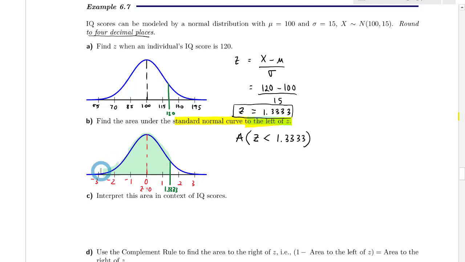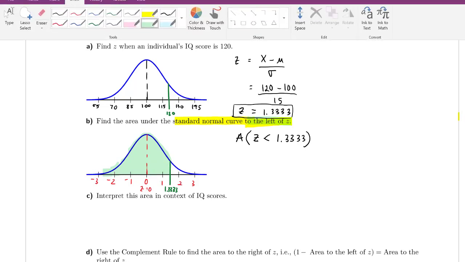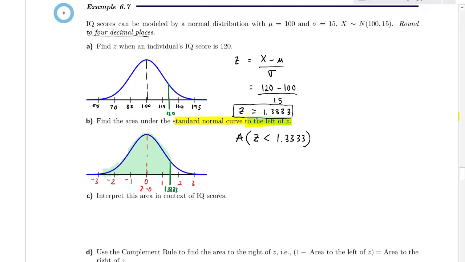So the area such that the z-score is less than 1.33 will be in the calculator, normal CDF. In this case there is no left bound, so -1E99, comma, 1.3333 as the right bound. The mean, which in this case is 0, and the standard deviation is 1.